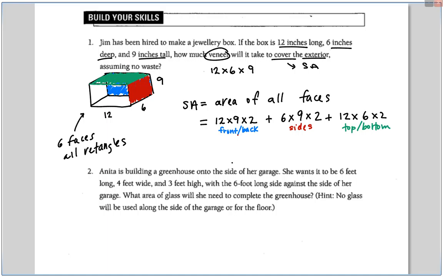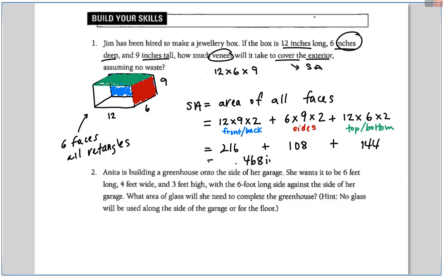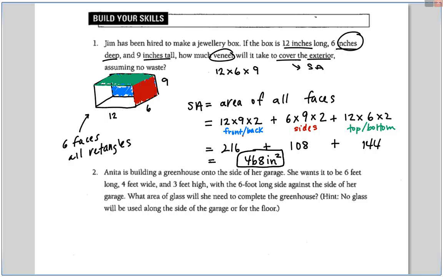And then all we have to do is multiply these numbers and add it all up. So 12 times 9 times 2. 6 times 9 times 2. 12 times 6 times 2. And we will add all these up. 468, and the units are inches. So the area units will be square inches. Okay, it's important to remember that for area, you have to change the unit to a square unit.